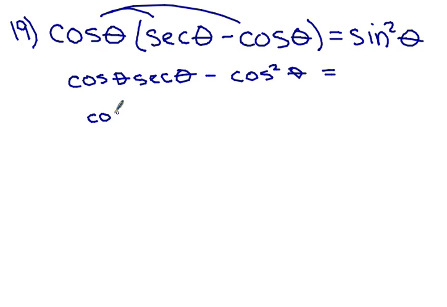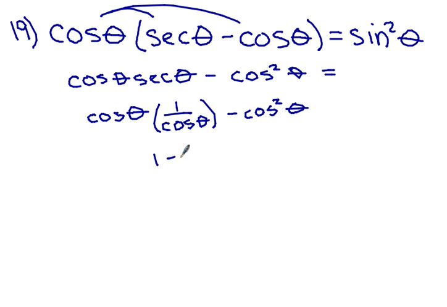So the next step I would encourage you to do is start to think about things in terms of sine and cosine. So secant can be written as 1 over cosine. And so that helps us because cosine times 1 over cosine is just 1. And so we'll end up with 1 minus cosine squared. And do we have anything in our toolbox that looks exactly like that? Not exactly like that. So here's where the manipulation piece comes in.